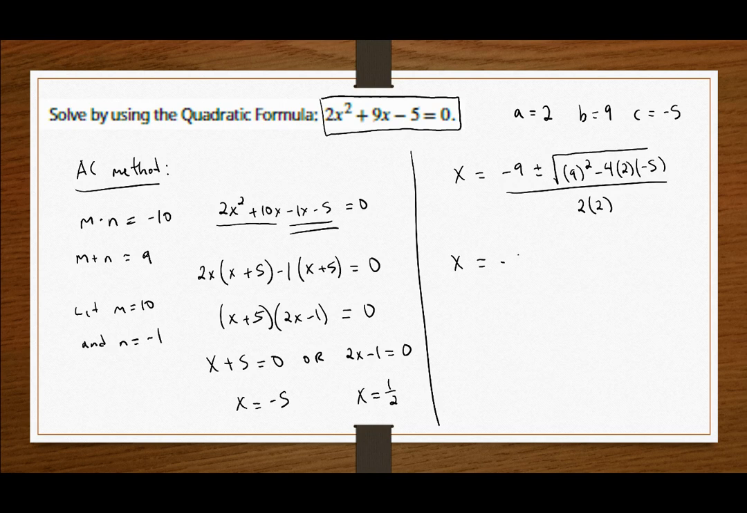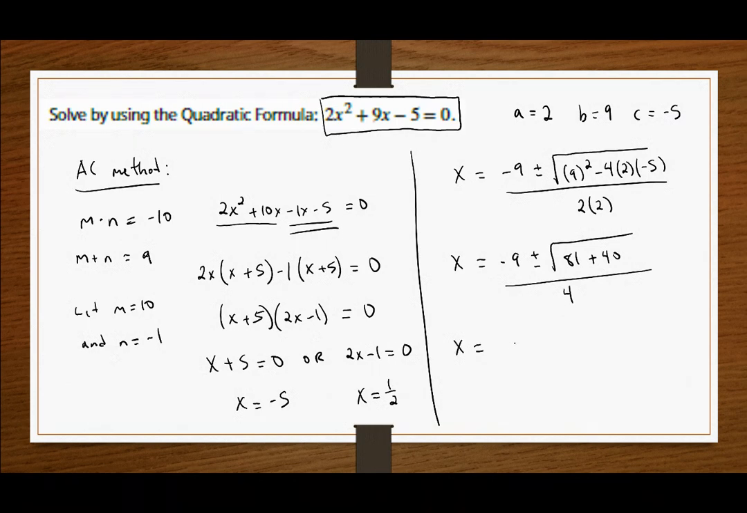Going through and simplifying the radical, we'll start by squaring 9 to get 81. The product of these three terms, -4, 2, and -5, should give me a positive 40. Again, we have division by 2 times 2, which is 4.